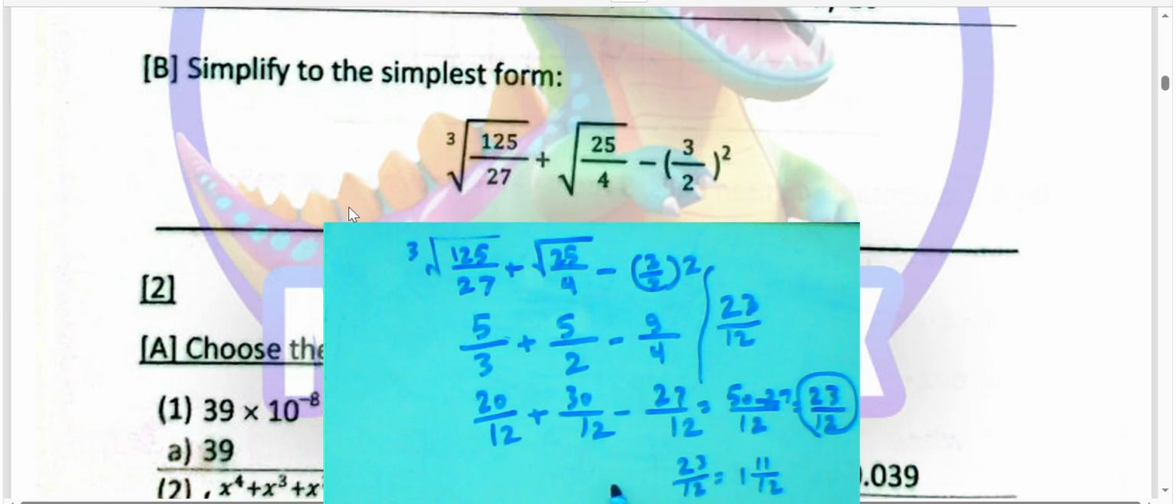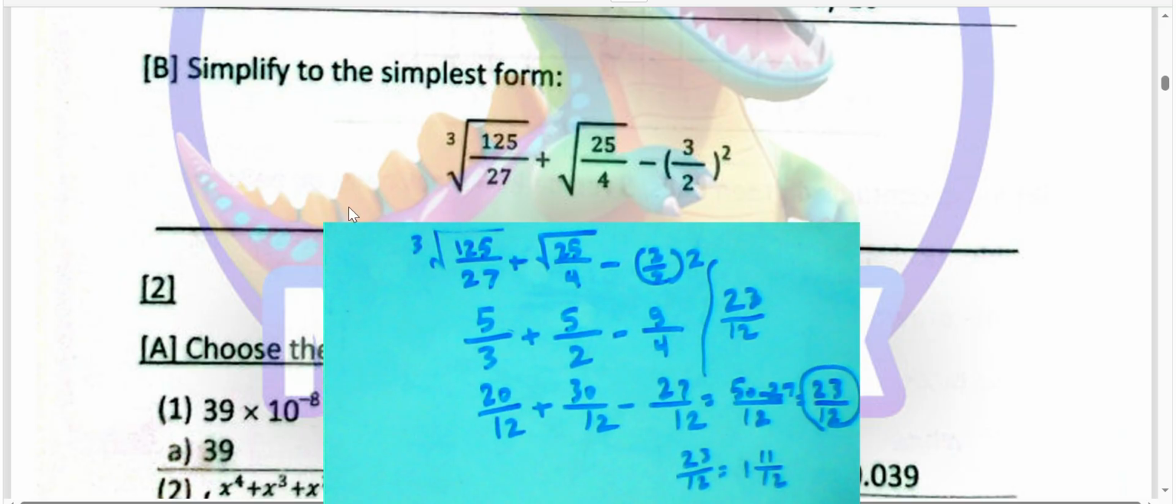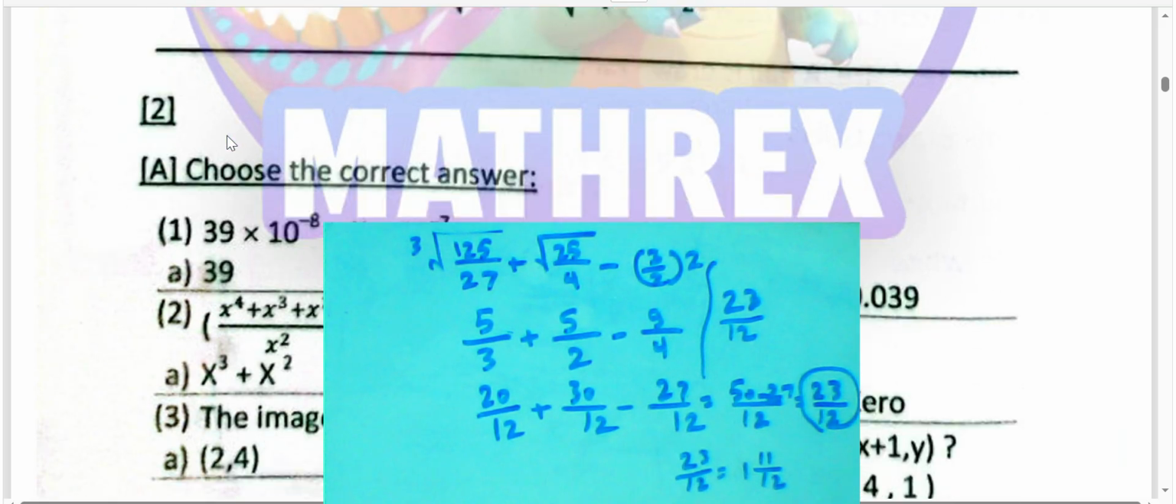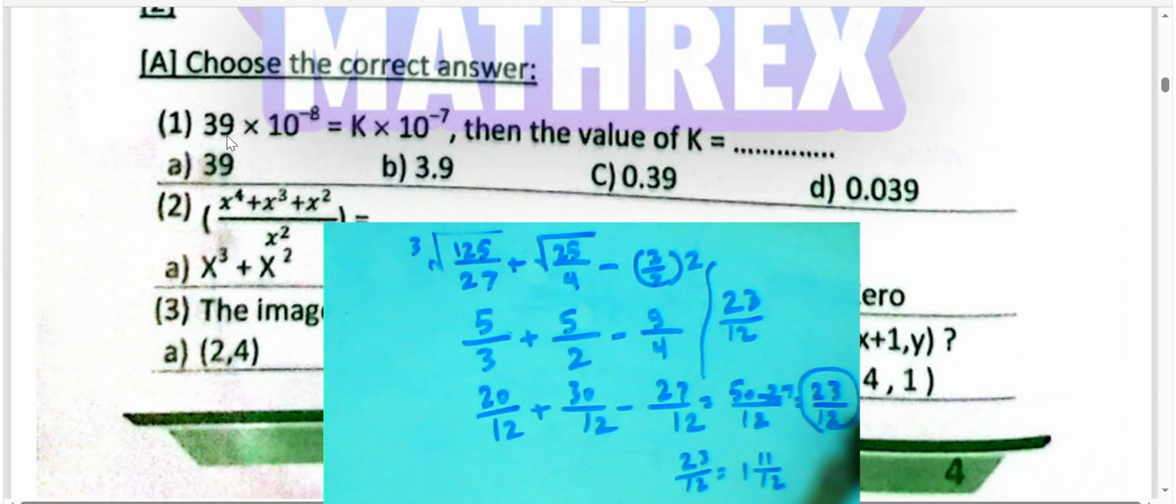Again, we can find the least common multiple, 12. 3 times 4 is 12. 4 times 5 is 20. 2 times 6 is 12. 5 times 6 is 30. 3 times 4 is 12. 3 times 9 is 27. 50 minus 27 is 23. 23 over 12. It will be 23 over 12, which is 1 and 11 over 12. Show the correct answer.